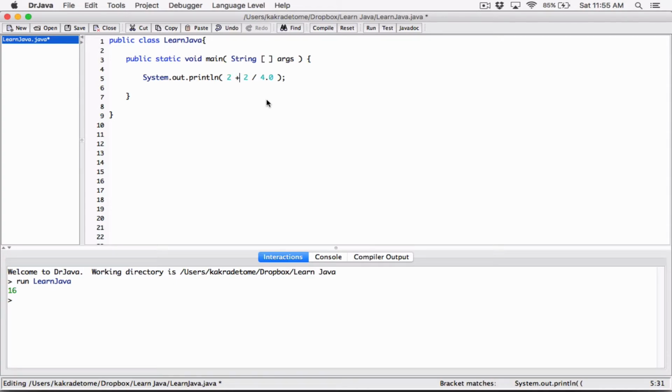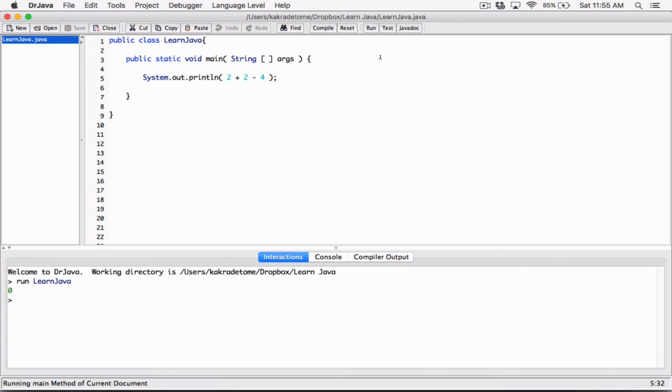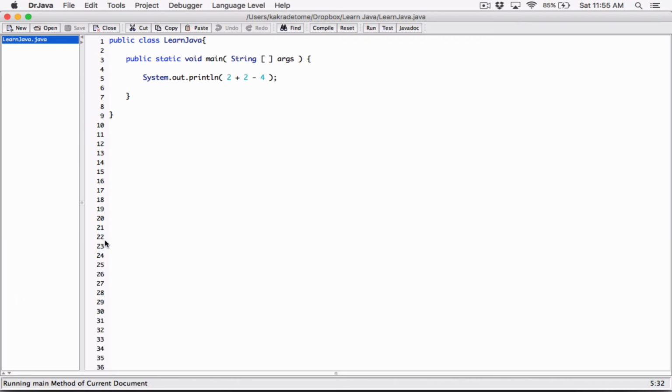If you also have addition and subtraction, which have the same precedence, let's change this to 2 plus 2 minus 4. So addition and subtraction have the same precedence, and anytime you have operators that have the same precedence in the same calculation, they get done from left to right. So this is going to be 2 plus 2, which is 4, and 4 minus 4 gives us 0. Let's see if we get 0, and we get 0. So keep that in mind, because you're going to need that in your calculations when you write your programs.